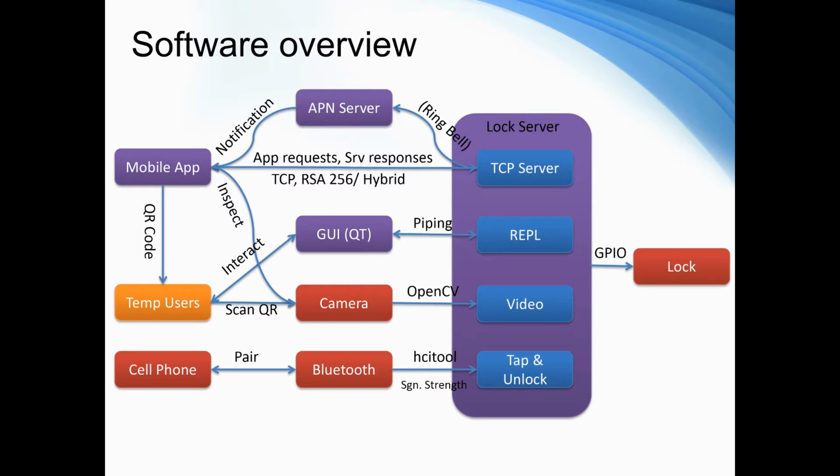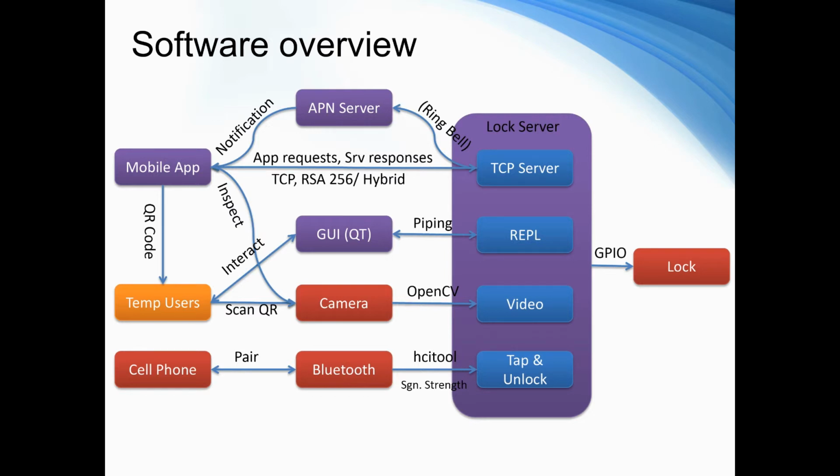This is a diagram showing how the system works as a whole. In this diagram, the red rectangles represent the hardware, the purple rectangles represent individual processes, the blue rectangles represent threads inside a process, and the yellow rectangle represents the user. A typical transaction between an iOS app and the lock server is that the app requests and then the server responds.